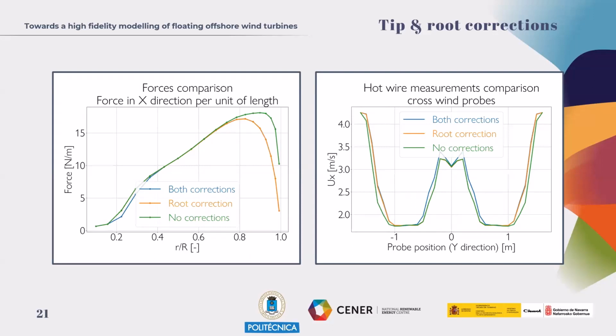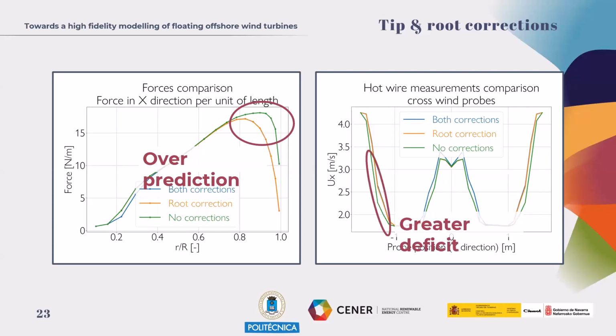Okay, if we look at the wind velocity at the wake, what we can see is that if we use no corrections, we have some over prediction of the loss. This is also collected in the literature. And we can see a greater deficit on the wake if we use no correction.